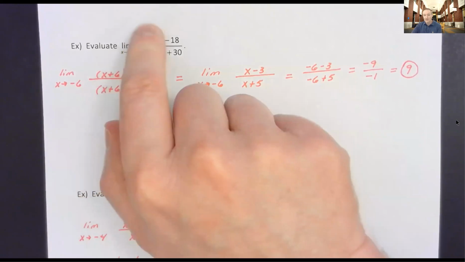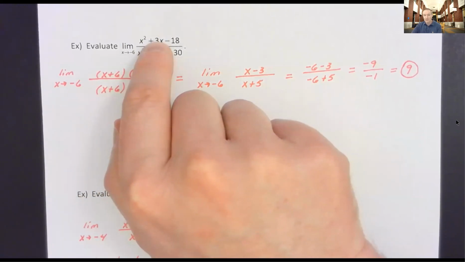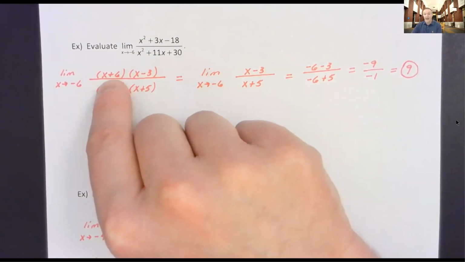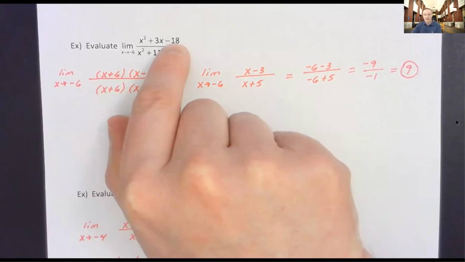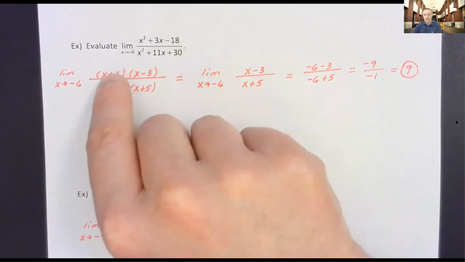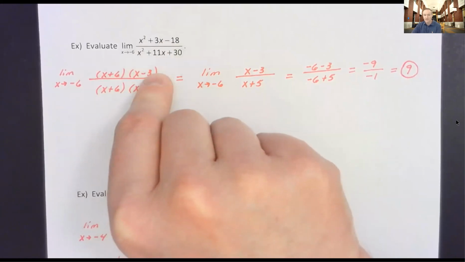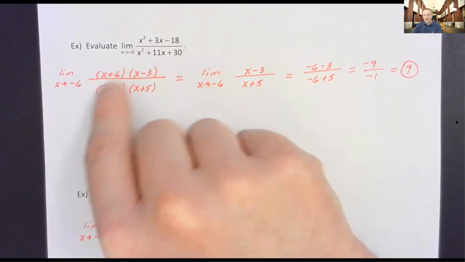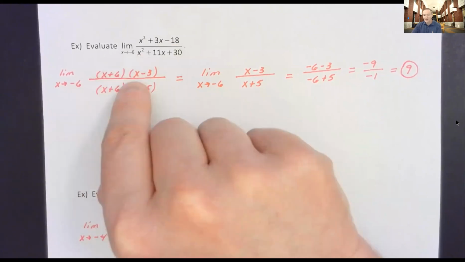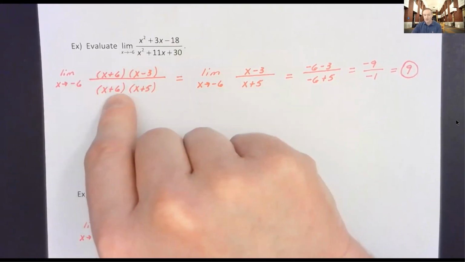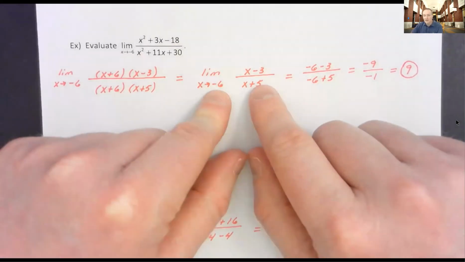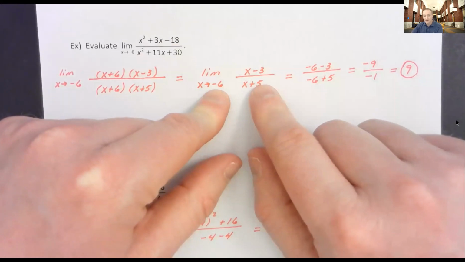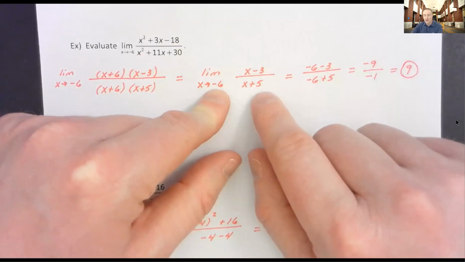And now, since -6 gives me a 0 in the numerator as well, x plus 6 had to be a factor in that numerator. The numerator is going to be factors of -18 that sum to get to 3, +6 and -3. Now that after you've factored out your expression, you can cancel out the factor causing trouble. The x plus 6's are common in the numerator and denominator, so they cancel, which leaves me the limit as x approaches -6 of x minus 3 over x plus 5.